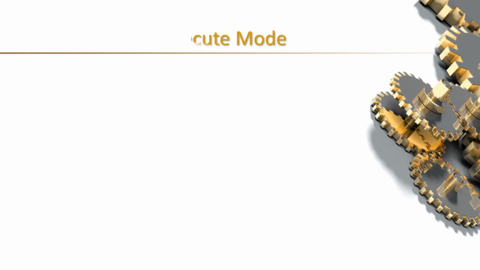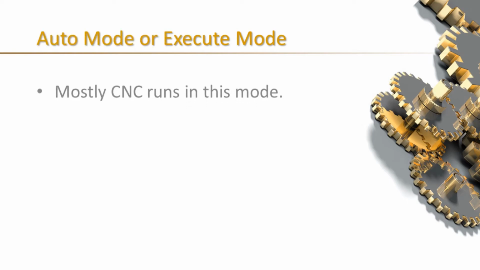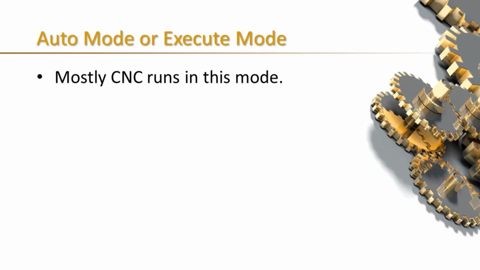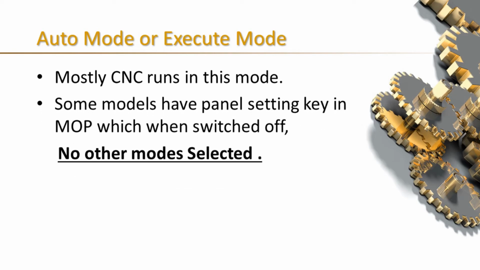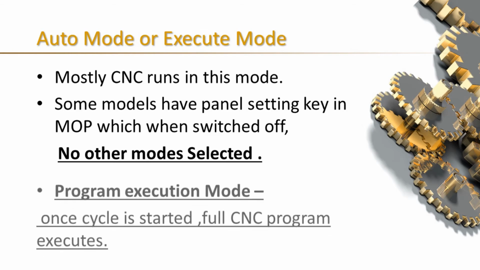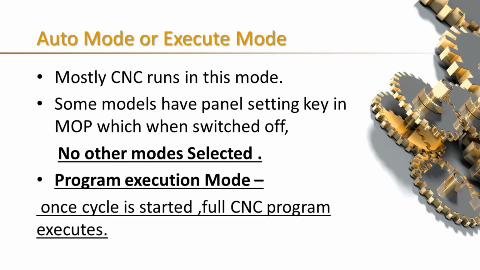Next we will be seeing about the auto mode or the execution mode. Mostly all the CNC machines in industries run in this mode, and some models also have a panel setting key in the MOP. Whenever the key is switched off, no other mode can be selected except the auto mode. Once the cycle is started, the full CNC program blocks will be executed in this mode.